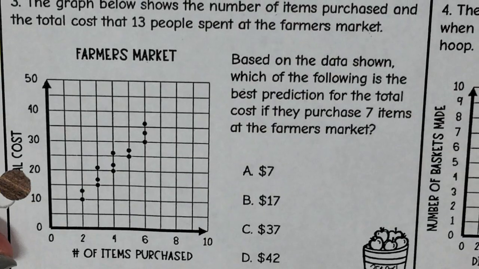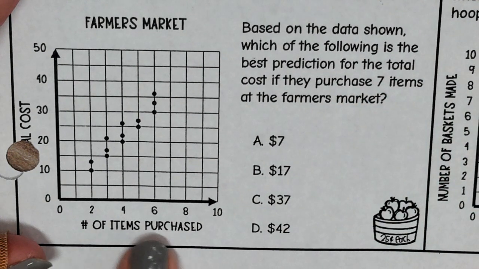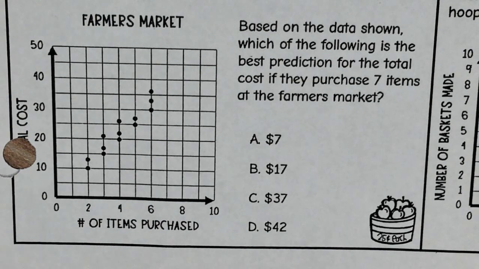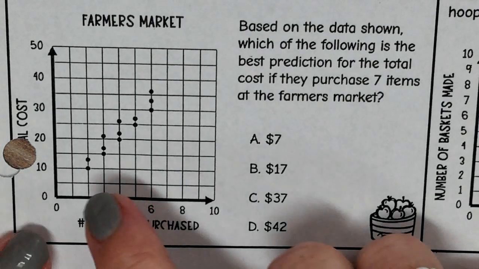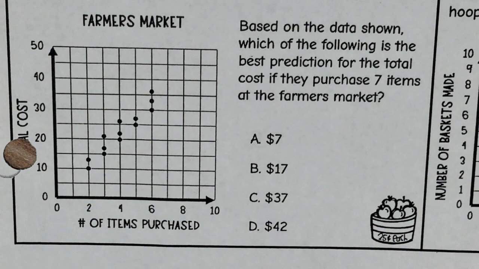All right, number 3. What are we comparing here? Items purchased to total cost. All right, it says, based on the data shown, which of the following is the best prediction for the total cost if they purchase 7 items at the farmer's market? So I want y'all to try to see if you can get it right on your own. You're going to have to take your finger and move it through the graph until you get to where 7 is.